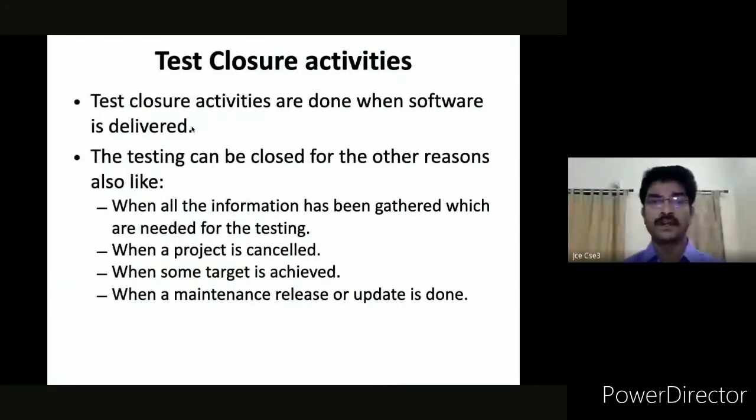Now the final, test closure activities. Test closure activities are done when software is delivered. We will see when I can close the testing process. When all the information needed for testing has been gathered, when a project is cancelled, when some target is achieved, or when a maintenance release or update is done, we can close the testing activities.